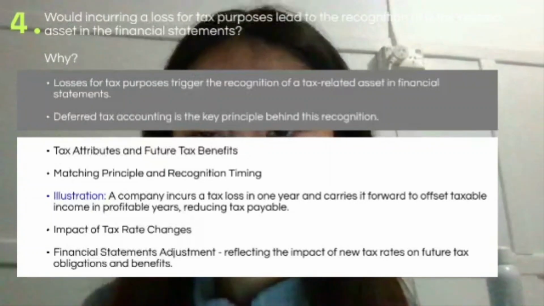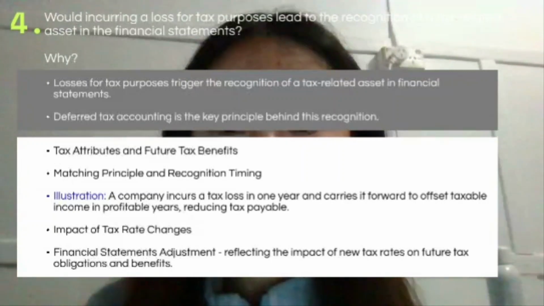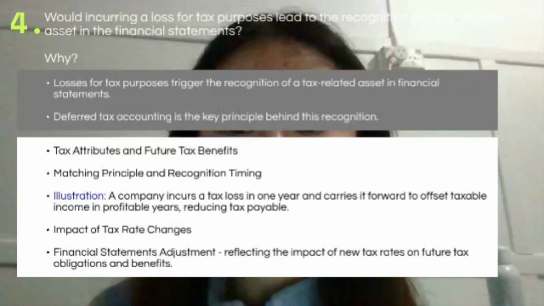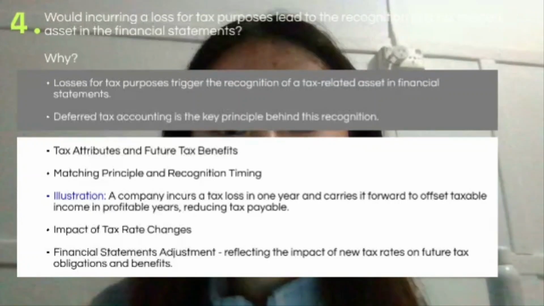Losses for tax purposes trigger the recognition of tax-related assets in financial statements. Deferred tax accounting is the key principle behind this recognition. Tax attributes and future tax benefits. Tax attributes like tax loss or temporary differences are leveraged to offset future taxable income. Recognition of a deferred tax asset signifies potential future tax benefits, matching principle and recognition timing.